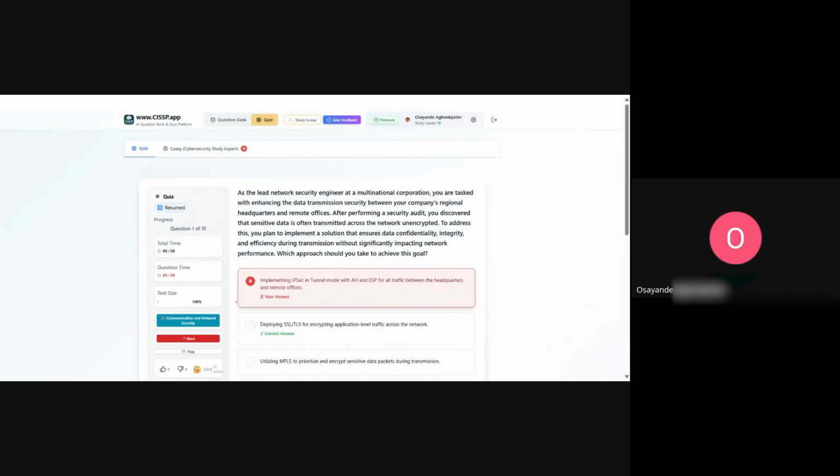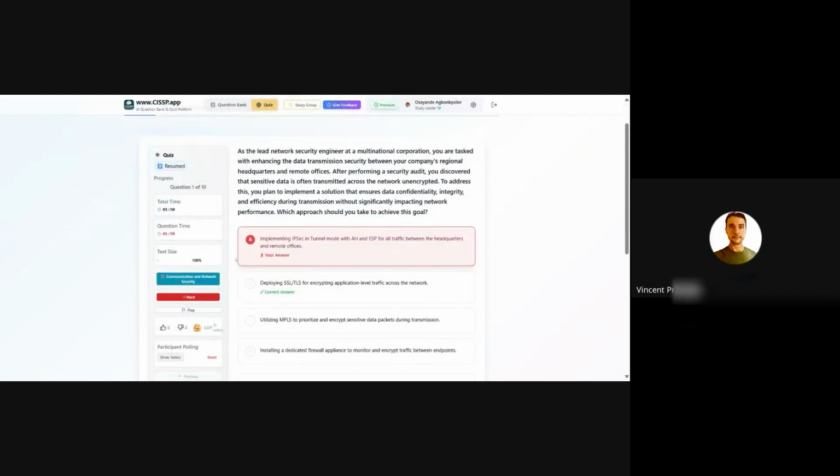I'm still taking the question. You will agree that B is fine, right? It does make sense. There's a lot of words there. So B is talking about application level traffic, but the question doesn't talk about any application level traffic at all, right?